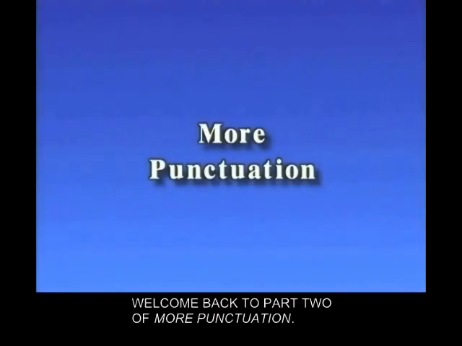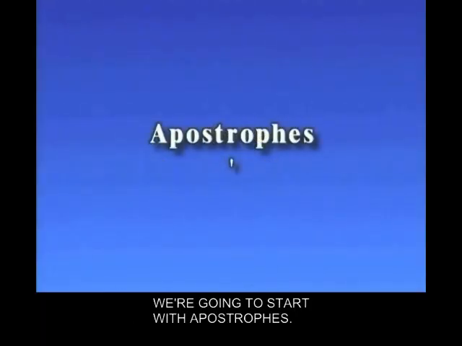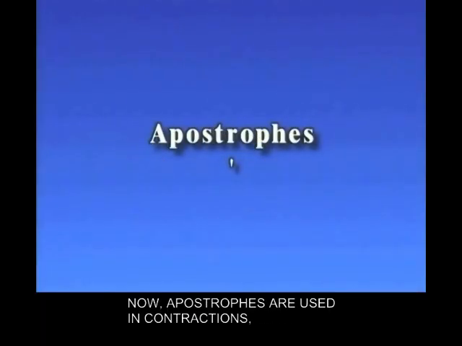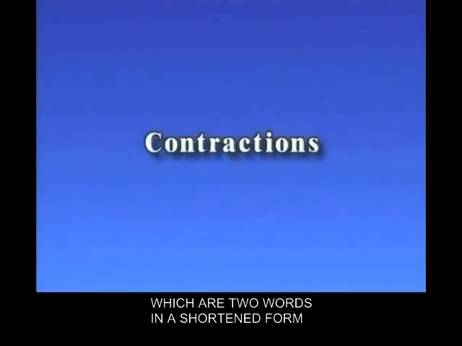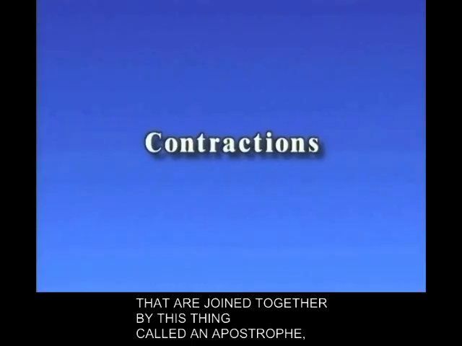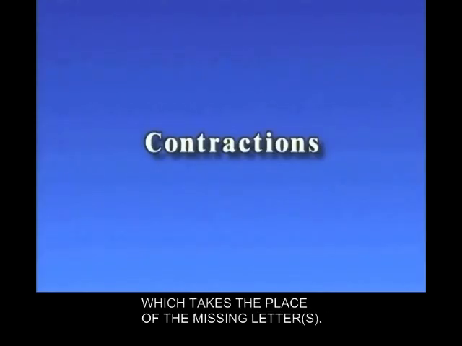Welcome back to part 2 of More Punctuation. We're going to start with apostrophes. Now, apostrophes are used in contractions, which are two words in a shortened form that are joined together by this thing called an apostrophe, which takes the place of the missing letters.